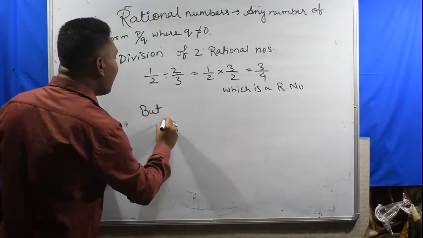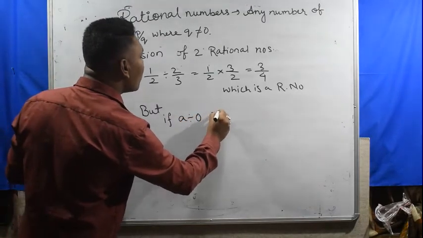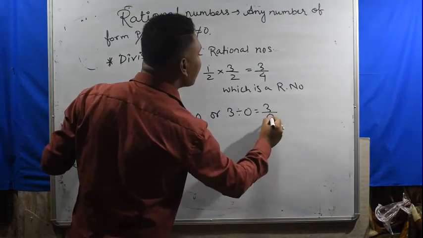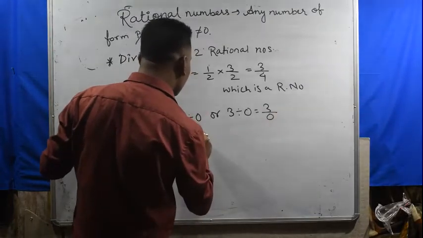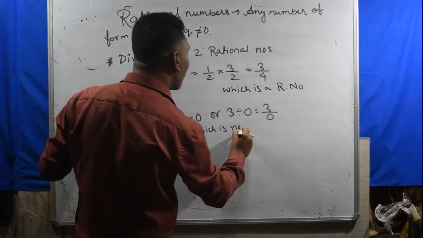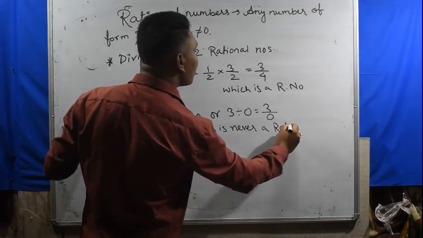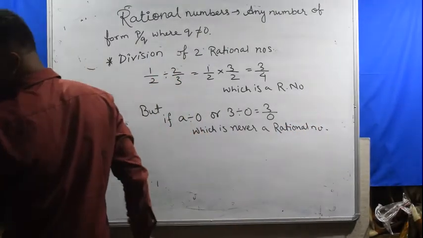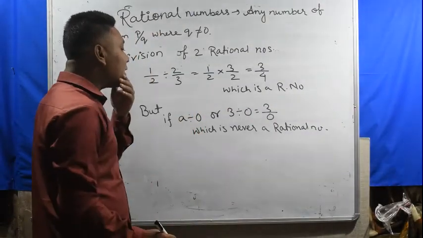But if a divided by 0, or 3 divided by 0, that will give you 3 by 0, and a rational number cannot have a denominator of 0, which is never a rational number. So I hope you all have understood this much.